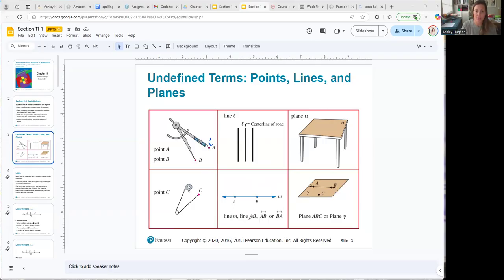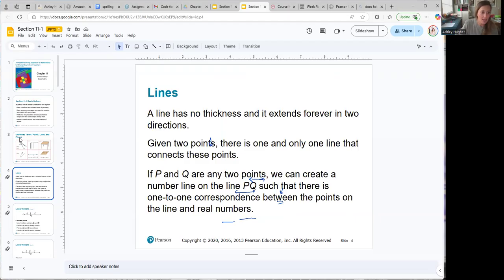So there's several ways of identifying this line. One is line M. If you notice, it's lowercase and it's italicized. That's one way to label lines. Another one is to label them with two points, any two points that it passes through. So you can say line AB, where this symbol right here means line, and you can label it from A to B this way, or you can label it from B to A. So any of those four are correct. This is plane ABC or plane gamma. So those are some ways to identify and name different geometrical terms.